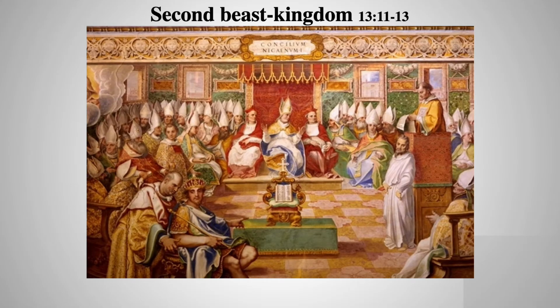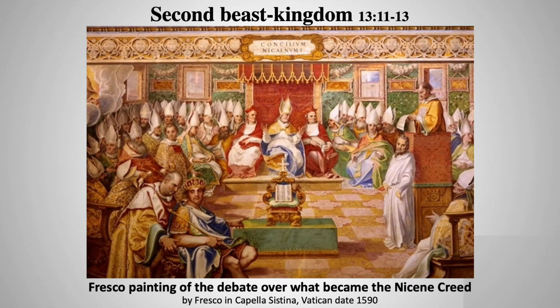In the next few slides, I will explain the second beast kingdom that represents the ecumenical councils and Christian churches called Rome's Helper, starting by showing an amazing fresco painting of the debate over what became the Nicene Creed by Francisco in Capitula Sestina. It describes the first ecumenical councils from 325 AD. The Roman Emperor Constantine called the first councils came by the way of peace to unite.